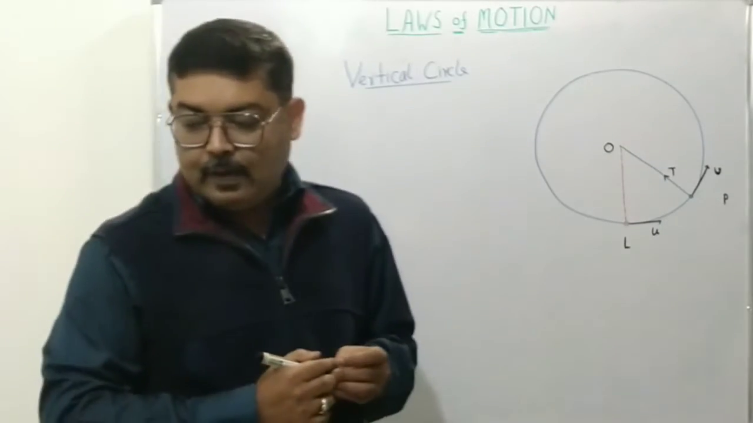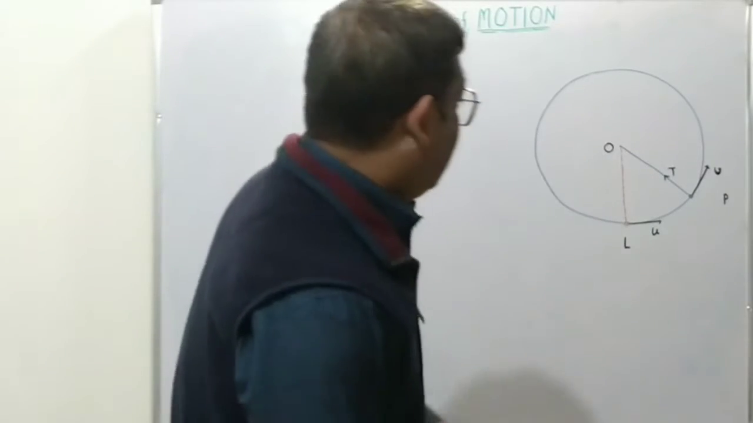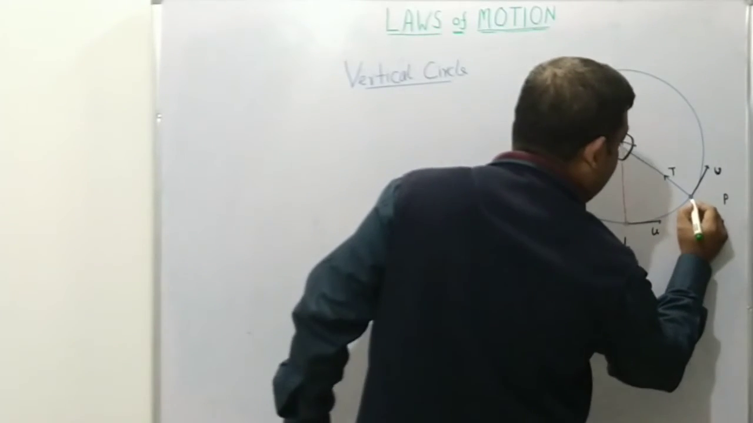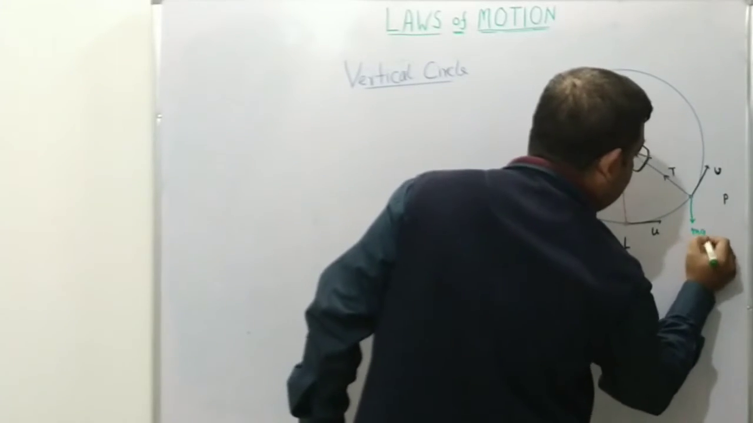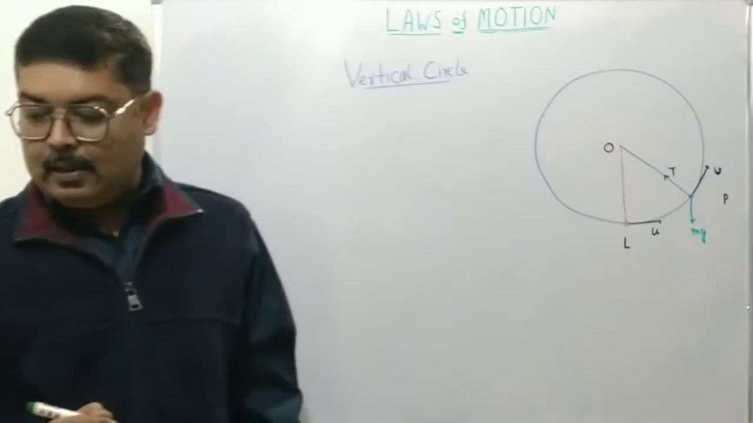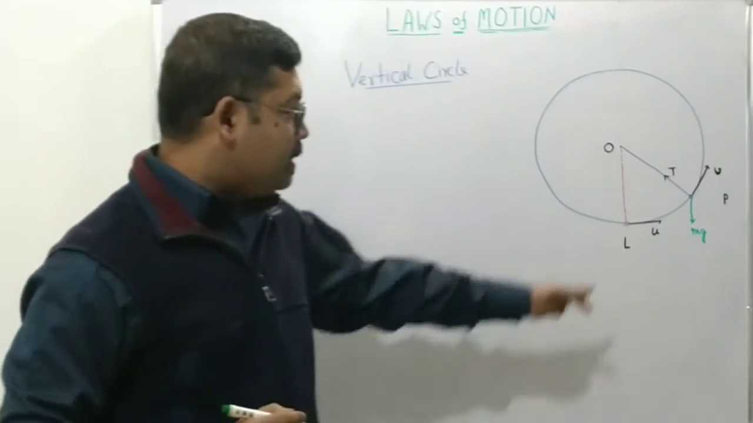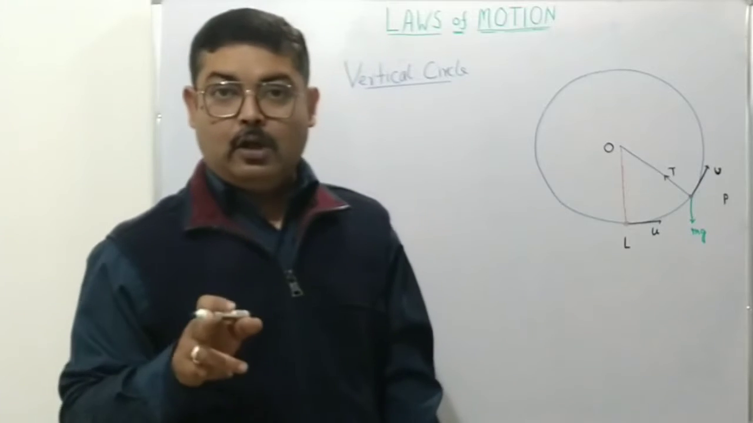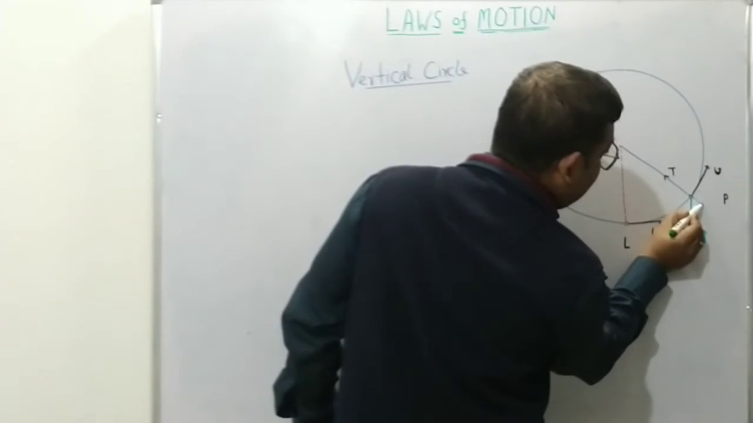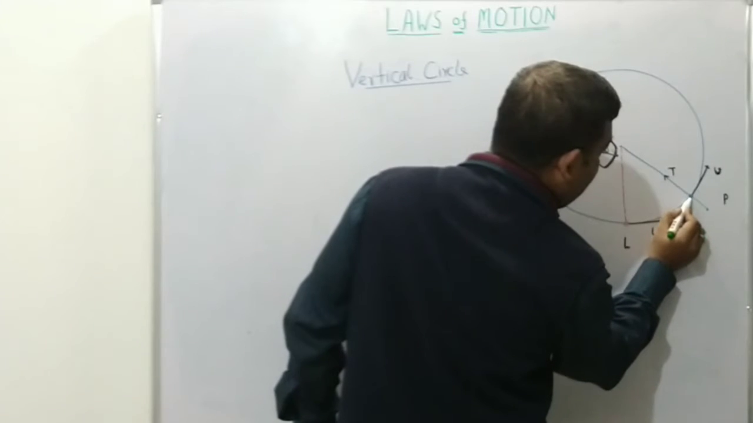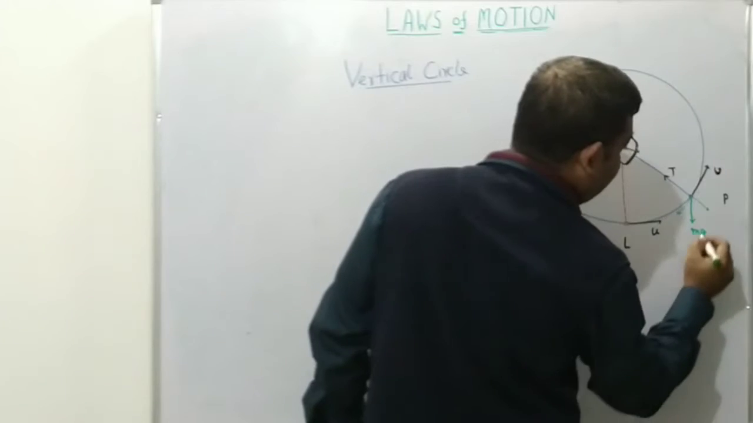Now, what are the different forces that are acting on this? Clearly, there will be the weight of the particle acting vertically downwards, right? Let's call this mg, where m is the mass of the particle. Then we can always resolve this mg into two rectangular components. One along the radius, the radial component like this. The other one, the tangential component, perpendicular to the radius like this.